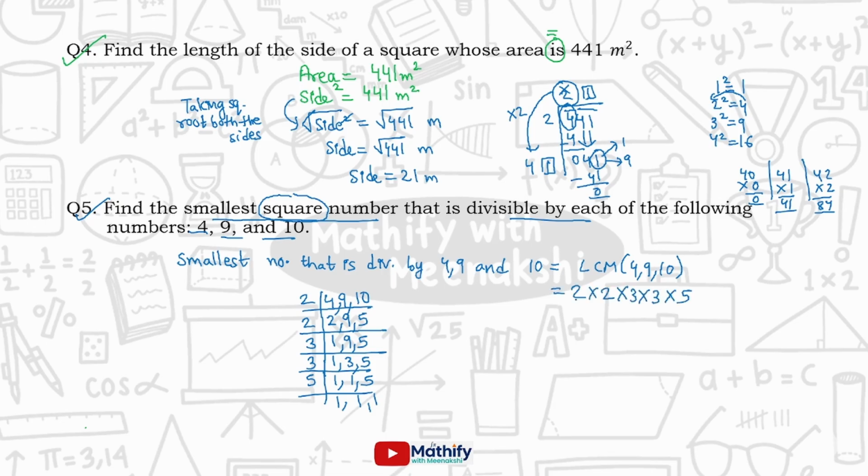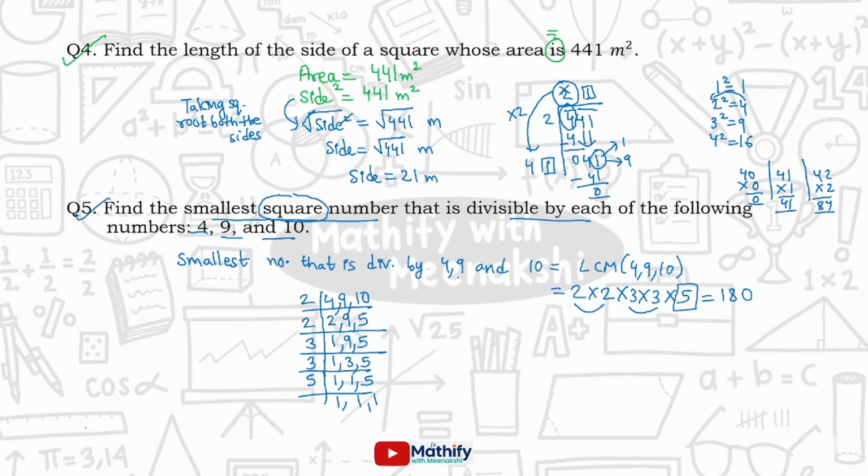Now is this a perfect square? Although it's 180, if you want to say it's 180. Is it a perfect square? You will realize no. Why is it so? Because 2 has a pair, 3 has a pair, but 5 is alone. That means this 180 is not a perfect square. So they are saying that you have to tell the smallest square number.